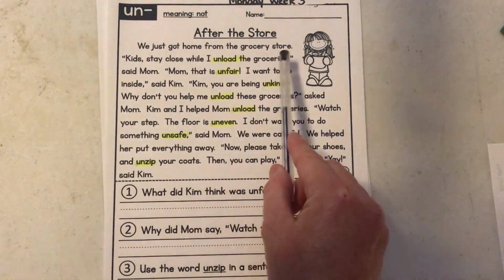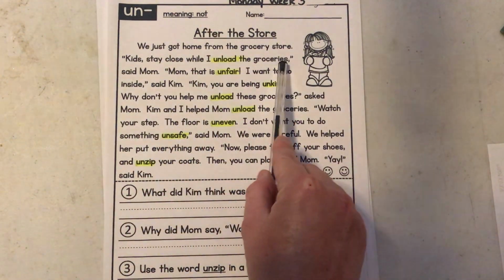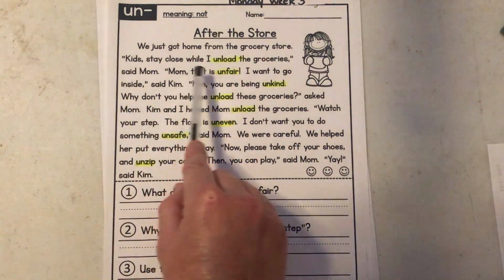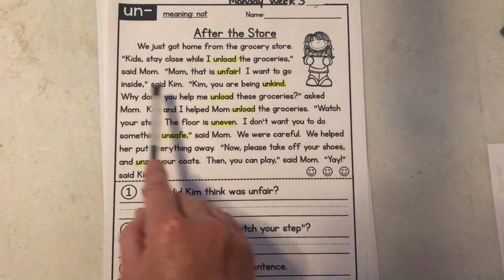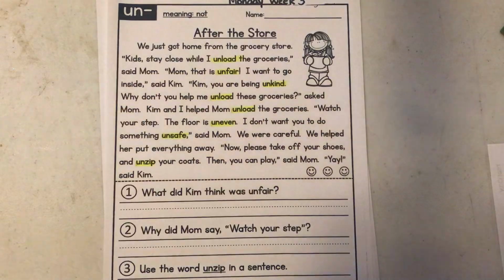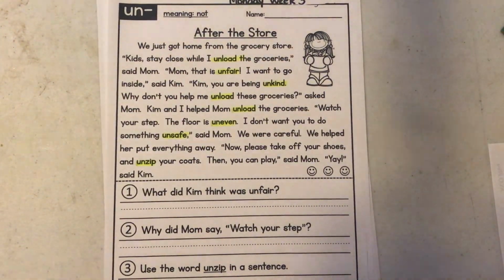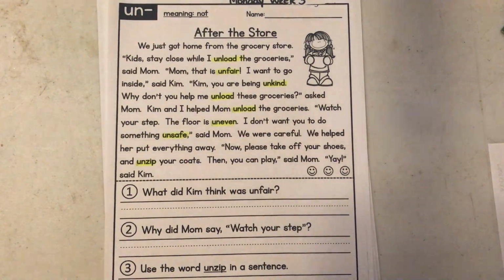We just got home from the grocery store. Kids, stay close while I unload the groceries, said Mom. Mom, that is unfair. I want to go inside, said Kim. Kim, you are being unkind. So what did Kim think was unfair? Having to unload the groceries.